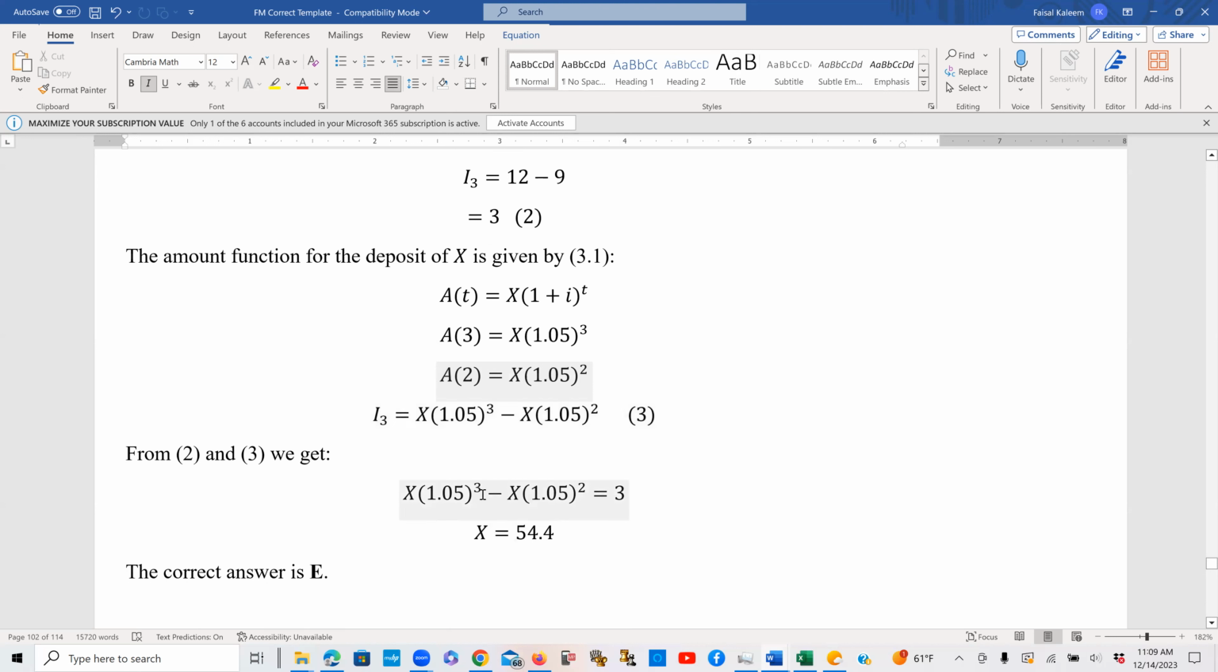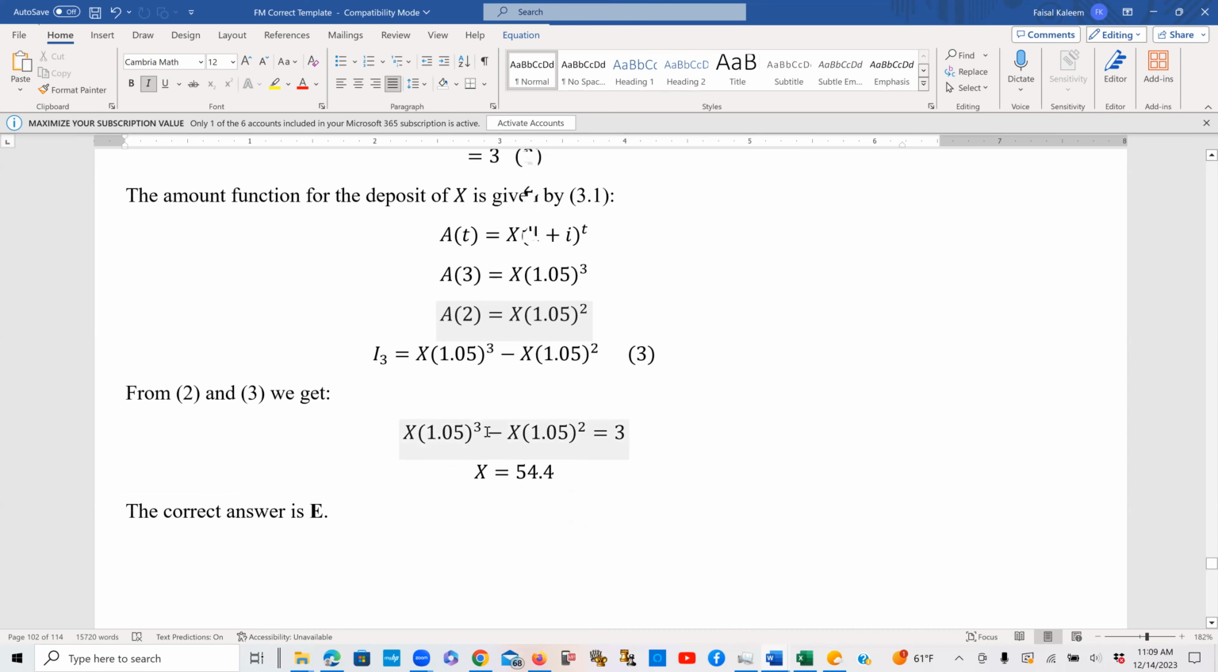And that should equal the interest earned in the third year for the first account, which was 3. So you set this difference equal to 3. And you can factor out X and then get 1.05 cubed minus 1.05 squared. And when you divide 3 by that quantity, you get X equals 54.4. So the correct answer is E.